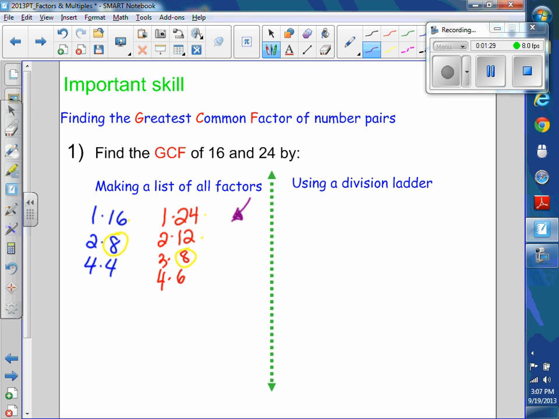Write this part down. Write the directions. Find the greatest common factor using a division ladder. That's what I want you to take notes on. Greatest common factor using the division ladder. That's what you're going to write your notes on. Come on.